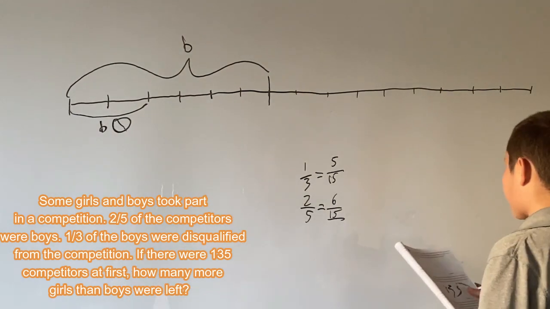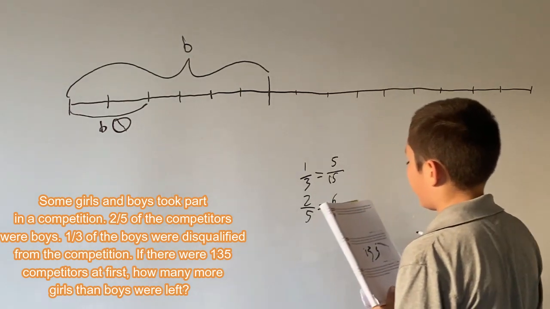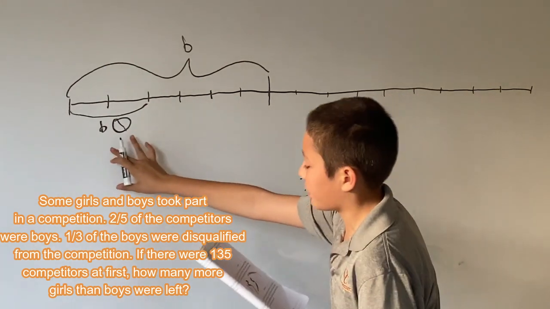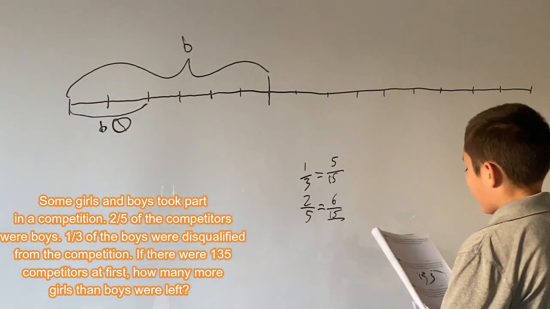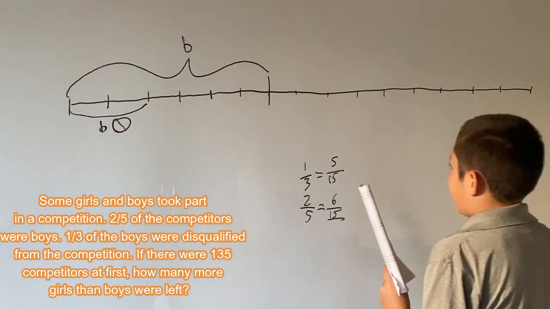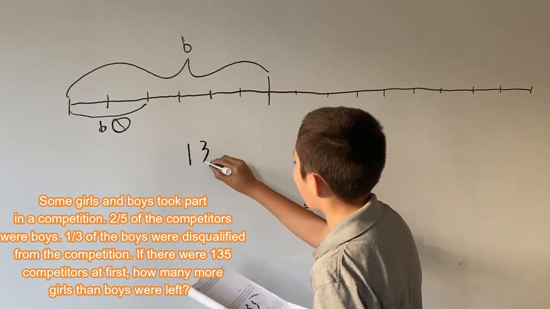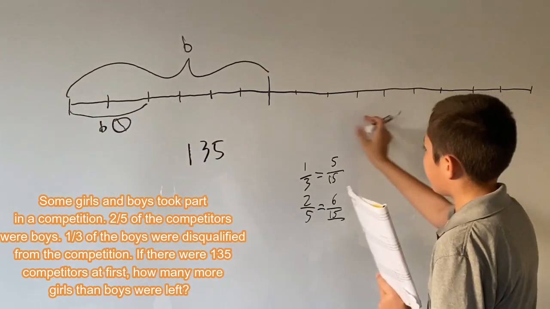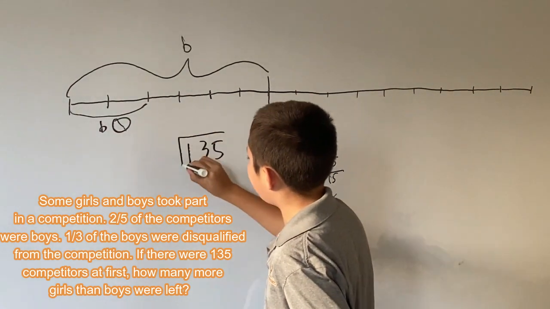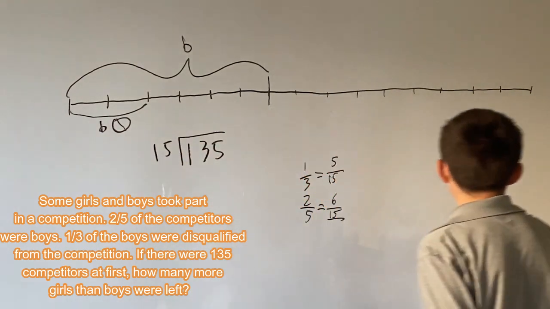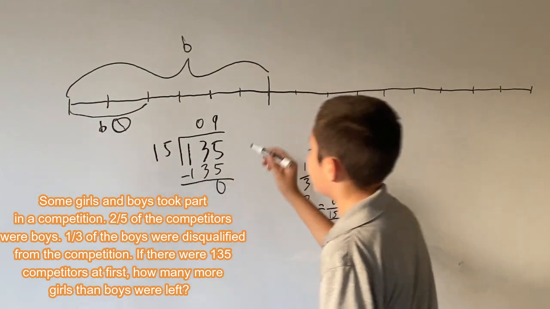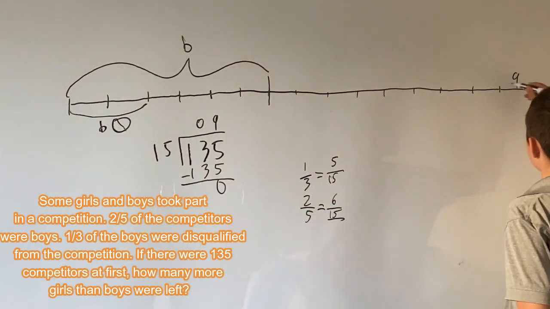If there were 135 competitors at first, how many more girls than boys were left? That means that this entire thing at first, before the boys were disqualified, is 135. We have to find out how many more girls than boys were left right now. Let's see here. In total, there's 135 people, and there are 15 different portions in this line segment that I've drawn. So if we divide 135 by 15, then we can figure out how much each of these segments, portions, are. And of course, we get 9 as our answer, meaning that each of these are 9.